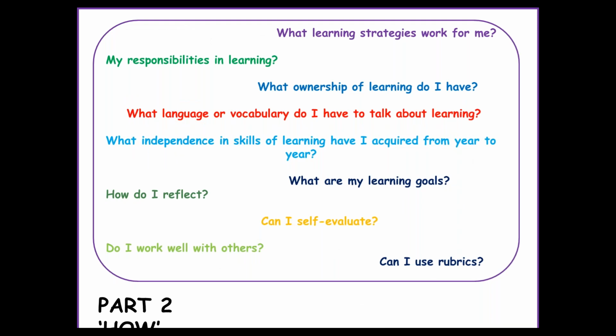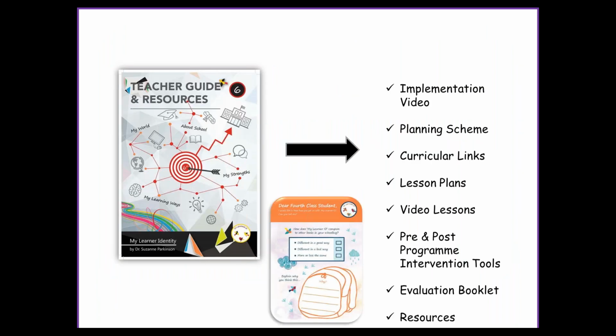So the types of things looked at in that second part of the programme: what learning strategies work for me, what are my responsibilities in learning, what language or vocabulary do I have to talk about learning, what independence do I have in learning, what are my goals in learning, how do I reflect, can I self-evaluate, do I work well with others, for example, can I use rubrics, can I design rubrics, can I develop rubrics. That's part of the 5th class programme where they develop a rubric for looking at homework and evaluating homework.